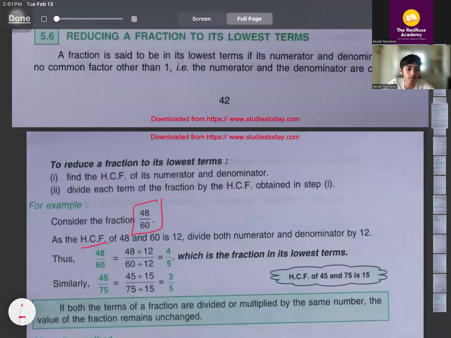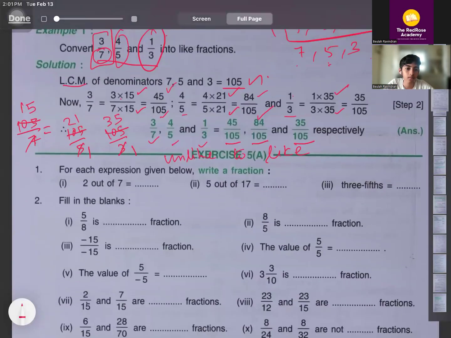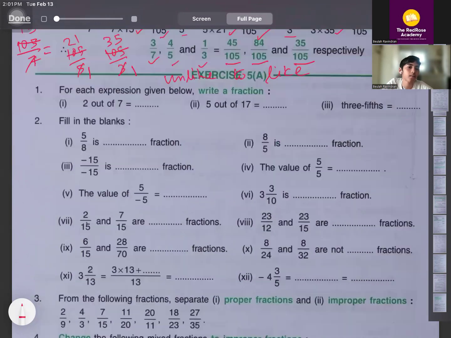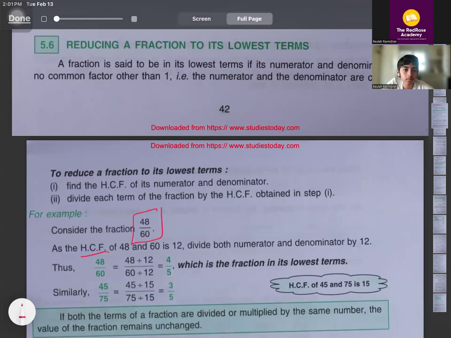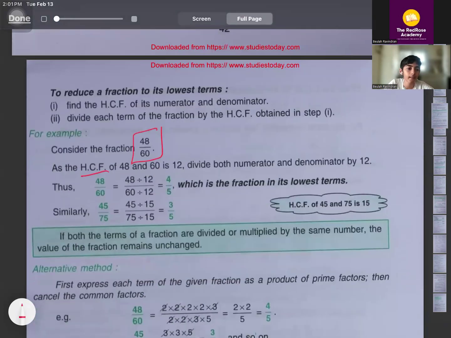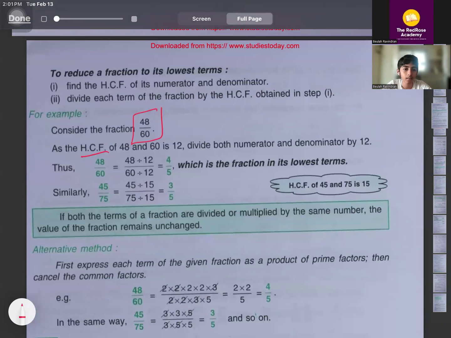How can you convert unlike fractions into like fractions? You saw you had to find the LCM of all the denominators. Here you have to reduce the fraction into its lowest form. Consider the fraction, and then you need to find the HCF of the denominator and the numerator. That is the first step.